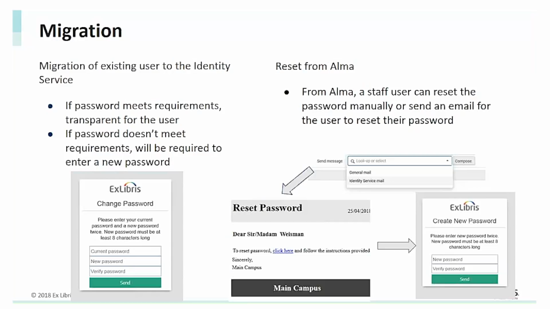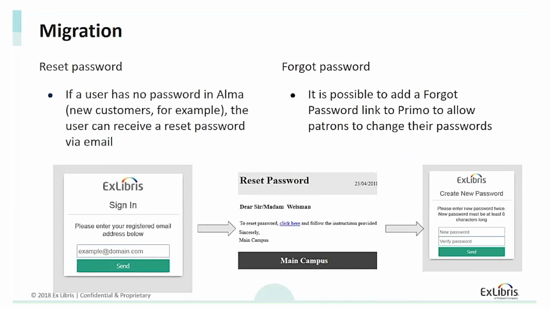Okay, if a staff user wishes to send a user or a patron a reset password email, they can go into the user record. They can click on identity service email. An email will be sent to the user with a change your password link, and that change your password link will take them to a password screen. The same process happens from the forgot my password link within Discovery. As I say here, forgot your password, you can add a forgot password link to Primo or to Discovery, and that will allow patrons to change their passwords, again, if they're internally managed inside of Alma.